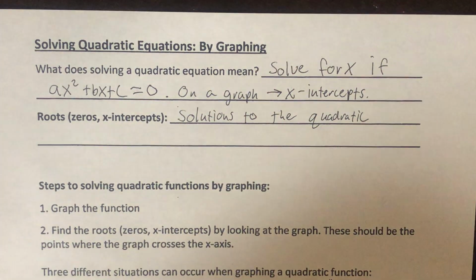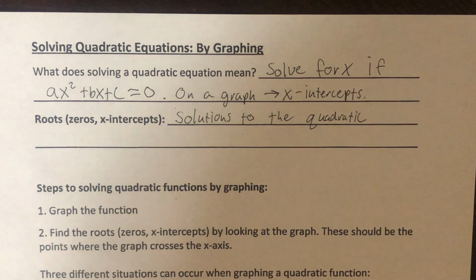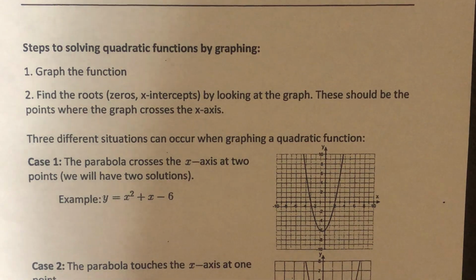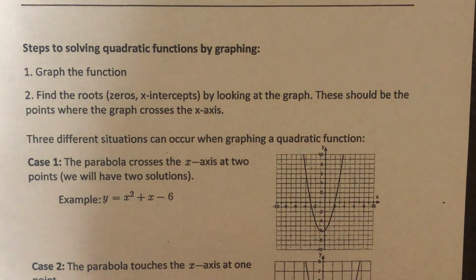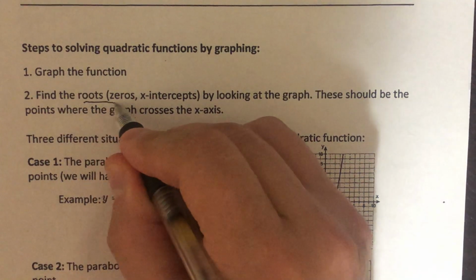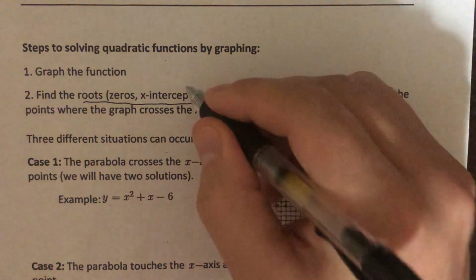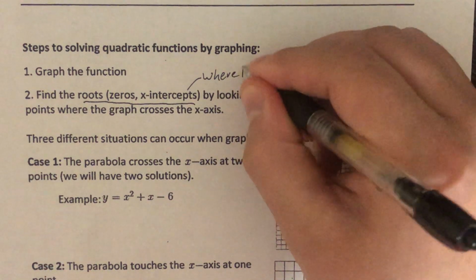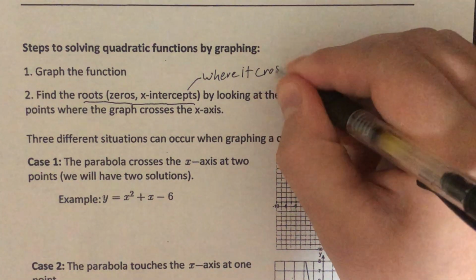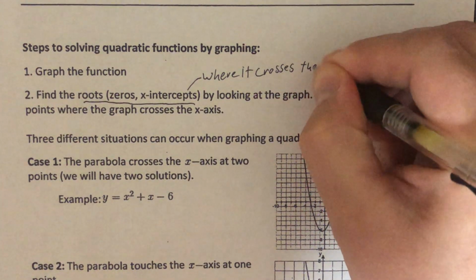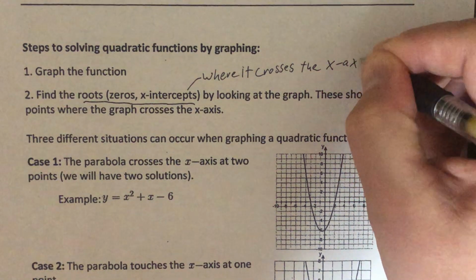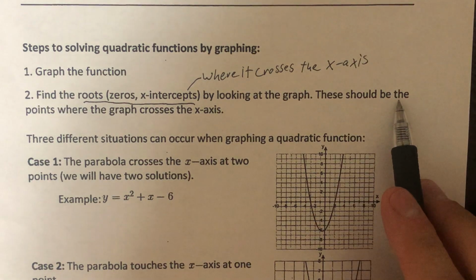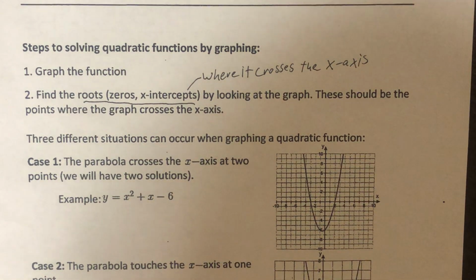So, steps to solve. The first step is going to be to graph it. All right, after you're done with the graph, we're going to find the roots, or those zeros. We're going to look for the x-intercept, and that is where it crosses the x-axis. And again, these should be the points where the graph crosses the x-axis.